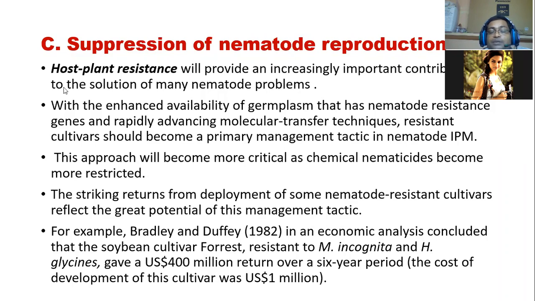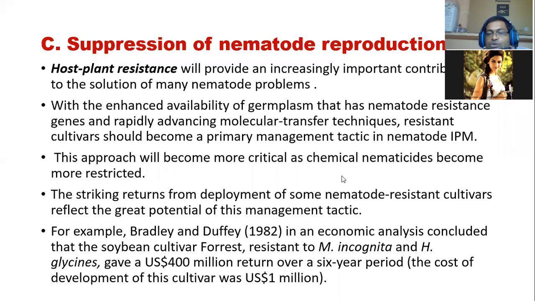Right? But the problem is the number of resistant hosts. You have to characterize them. Nowadays it is very easy because we are in the genomics era. So you can easily identify and characterize the resistance, you can easily tag the resistant gene. Once you have tagged the resistant gene, you can easily map the gene chromosome-wise. Once you have mapped it in the chromosomes, you can easily transfer it through marker-assisted backcrossing.